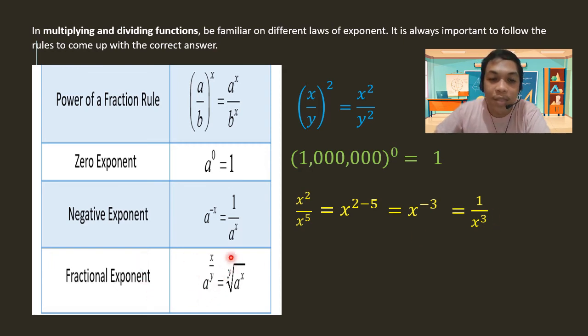So, for a fractional exponent, we can convert it in a radical form. Let's say, for instance, we have x raised to 3 over 4. Its radical form is the 4th root of x raised to 3. Kapag ganito ang given, yung denominator dito sa exponential form natin ay siyang magiging value ng index sa ating radical form. And then yung numerator naman dito ay magiging exponent ng ating radicand. Yung radicand ay yung term inside the radical sign.